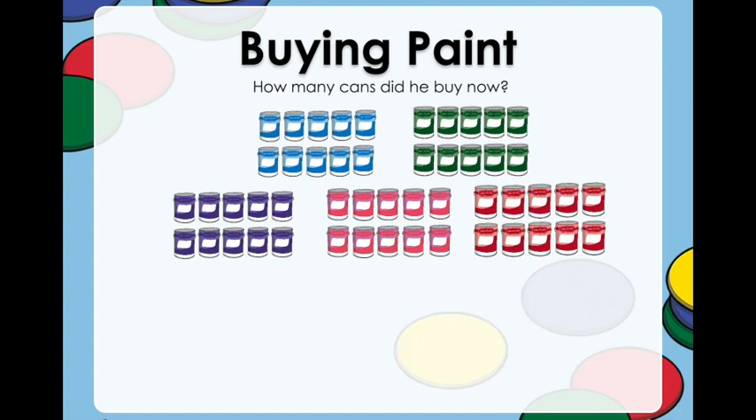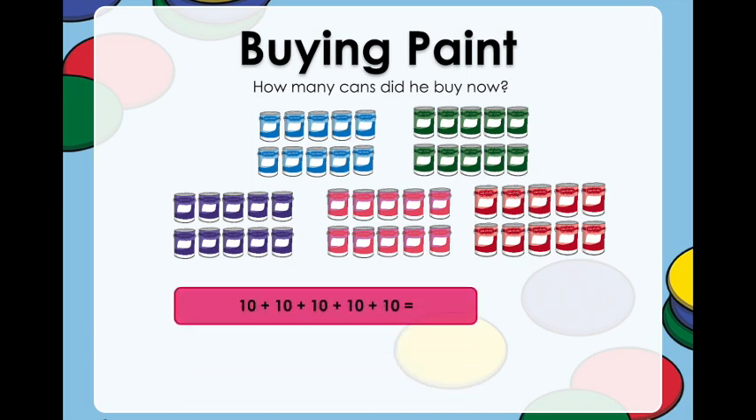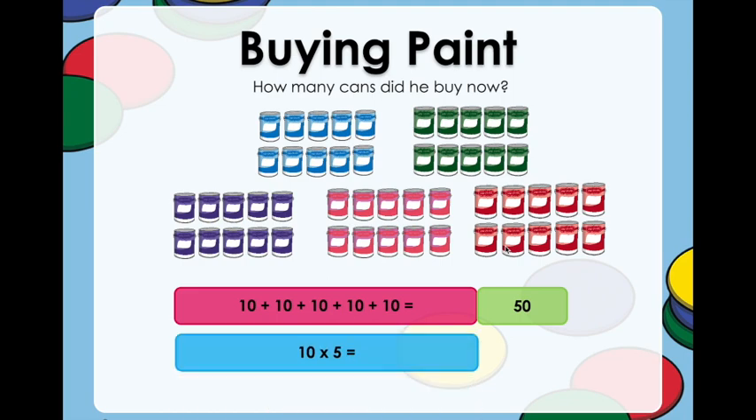Now count how many groups of cans of paint you see over here. 1, 2, 3, 4, 5. So there are 5 groups of paint here, and in each group there is 10. So we can say 10 plus 10 plus 10 plus 10 plus 10, which is equal to 50. We can even count in tens to find out, like this: 10, 20, 30, 40, 50. And 10 times 5 is equal to 50.